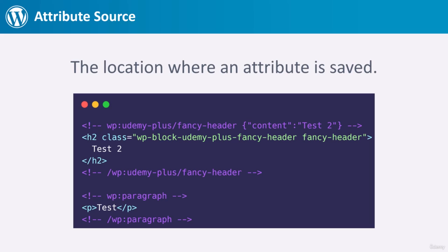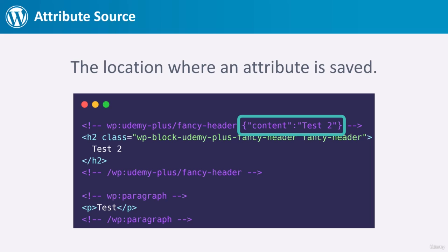In our fancy header block, the attribute is saved in the HTML comment. Behind the scenes, WordPress will save an attribute in a JSON object. This object is stored in the HTML comment. If our block gets rendered on the editor, the attributes are extracted from the comment. Most of this process is handled by WordPress.